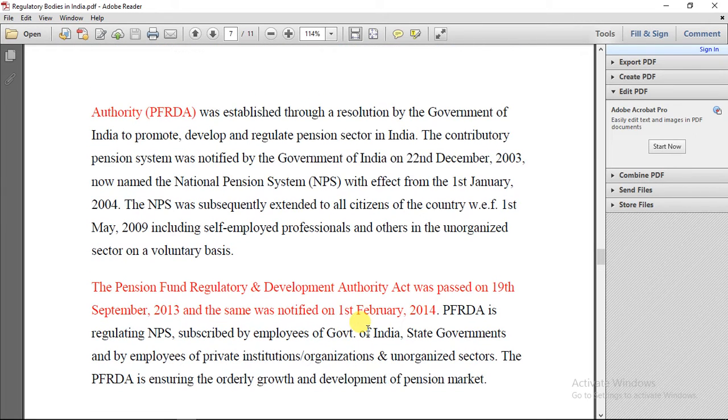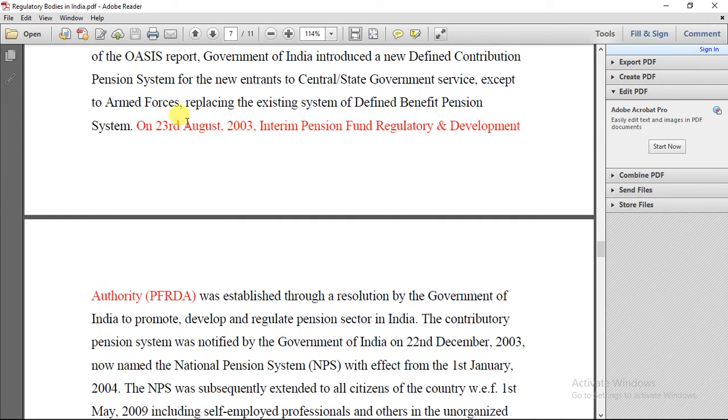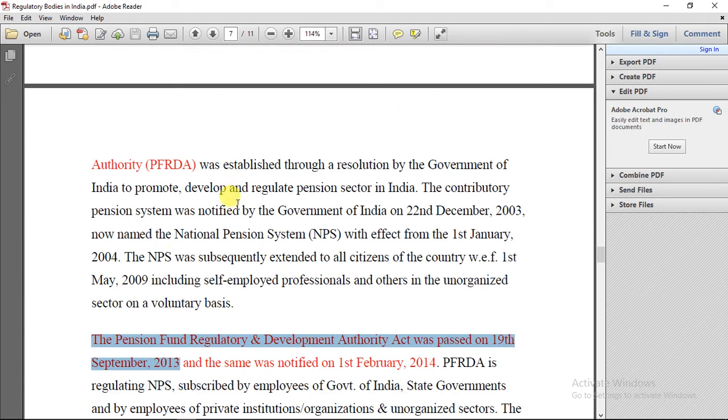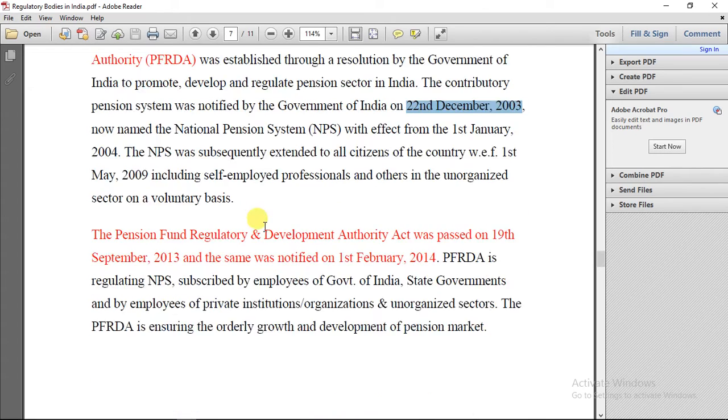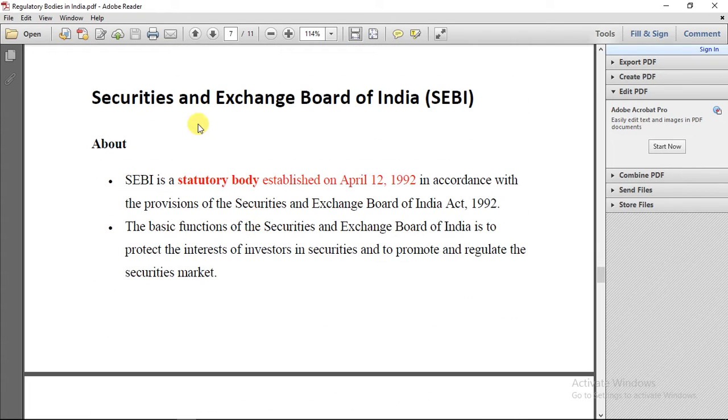So what you have to remember here are these years, the years of acts, like 2003 for the Interim Pension Fund Regulatory and Development Authority, and the PFRDA Act passed in 2013. Okay, the NPS system was named in the year 2003. Okay, like that. And the next one is the Securities and Exchange Board of India.